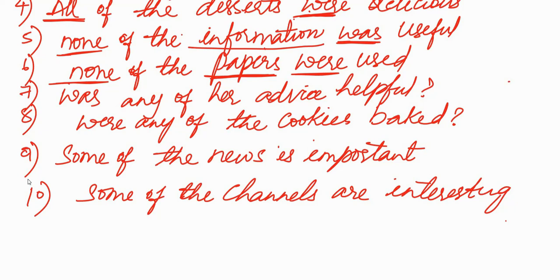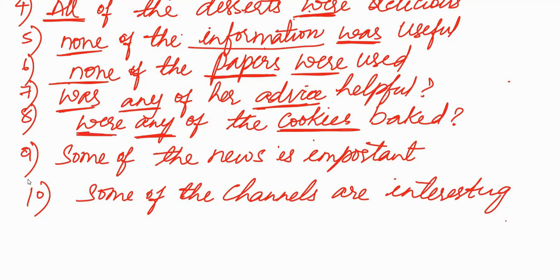Now if we want to ask a question, we usually put the helping verb first. So here advice is an uncountable noun, hence there is no plural. That is the reason why we have taken a singular verb was, because advice is singular and it is never written in plural, and the indefinite pronoun any is also singular. In the next sentence, were any of the cookies baked? Any here is taken as a plural indefinite pronoun because cookies are countable and they are in plural. The verb here is also plural.